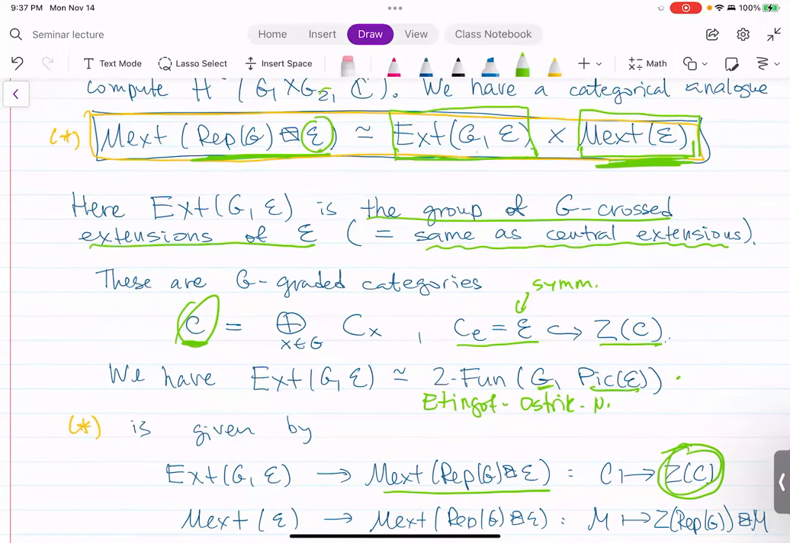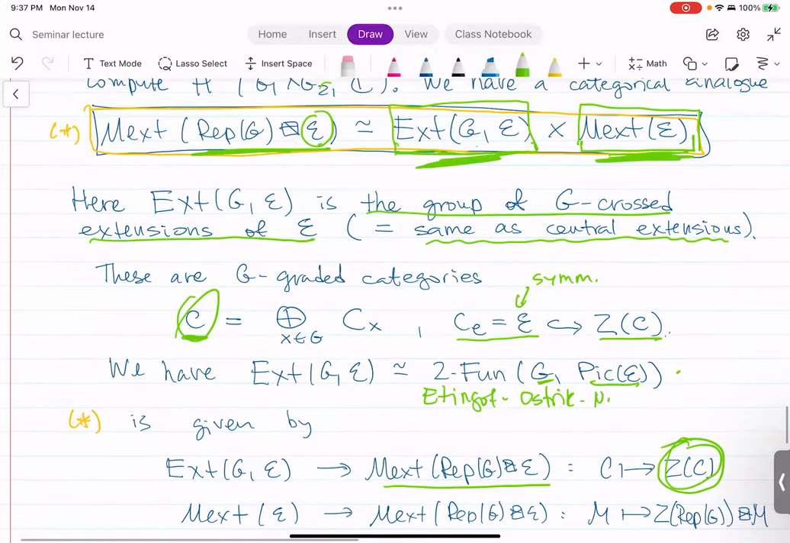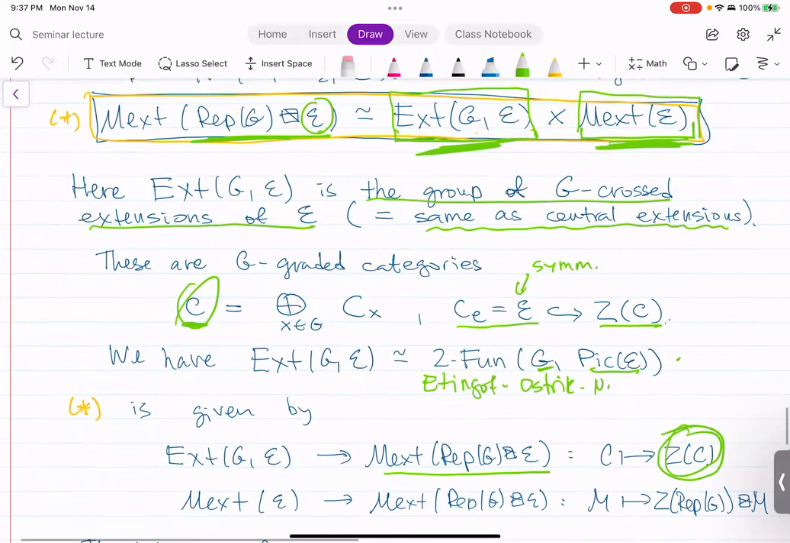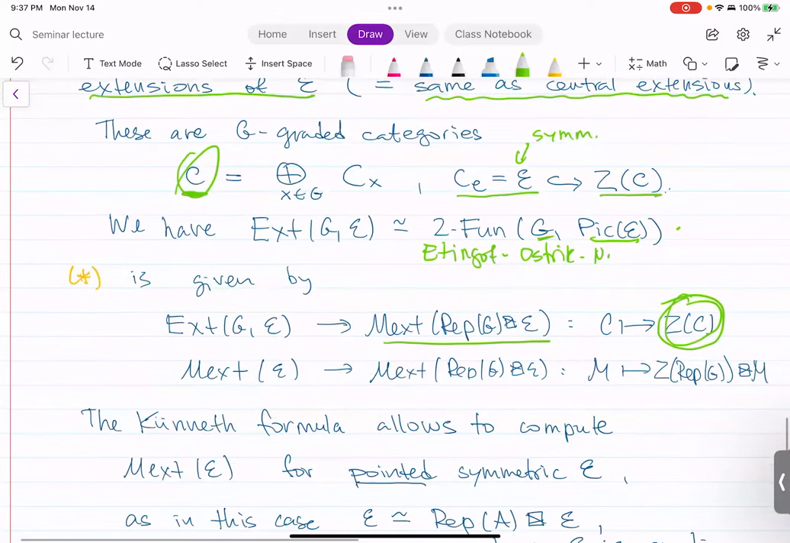So there is a formula, and the problem now is to compute really this factor. So how to employ it? How to use it for concrete computations? Here is a concrete situation where it helps a lot.